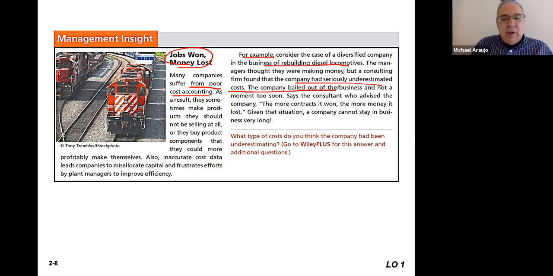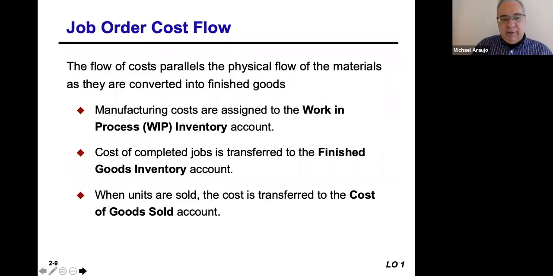And it wasn't a moment too soon because they were losing money. For every locomotive they sold, they lost a ton of money. It's funny how the managers thought they were making money. Well, the managers didn't know really what their costs were of rebuilding the diesel locomotive. They didn't have a system in place to look at it. And so in essence, the more contracts it won, the more money it lost. The more it was doing business, the deeper into the hole they were getting. And they didn't realize it for a long time. So costs are important. They are critical, right?